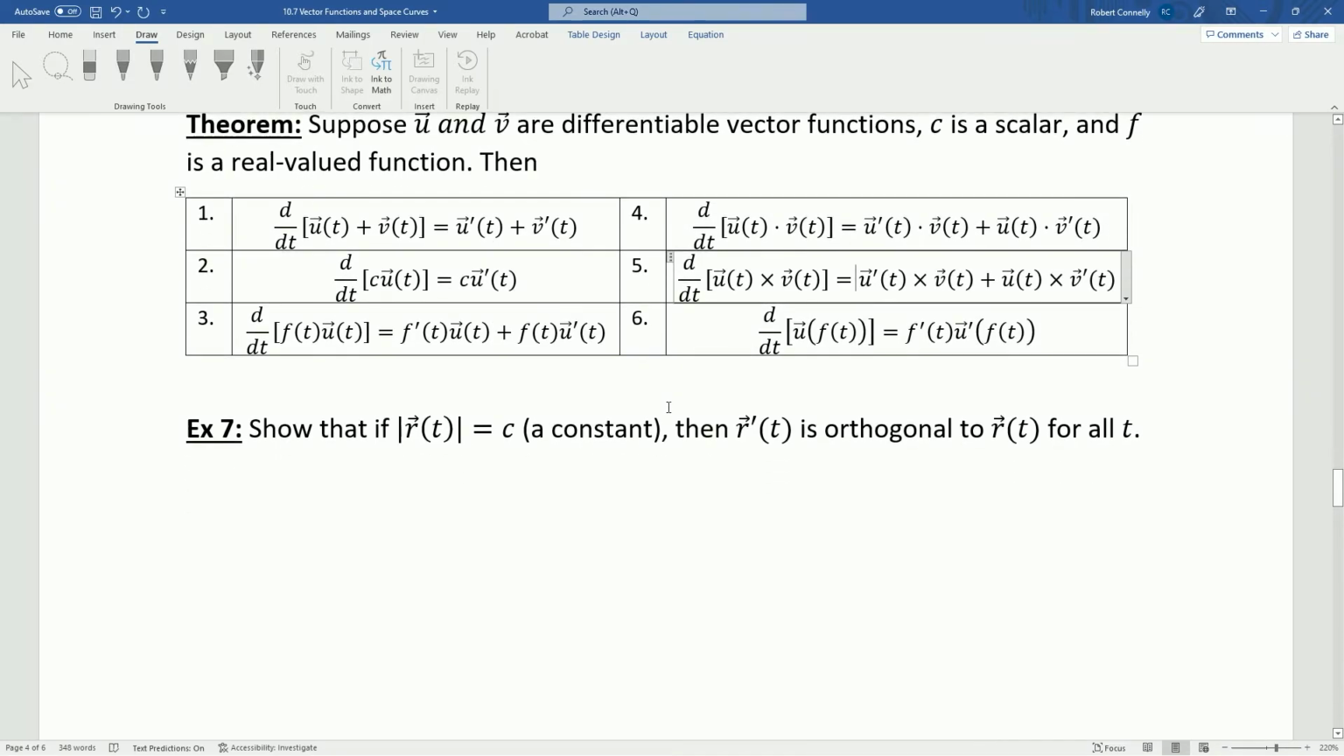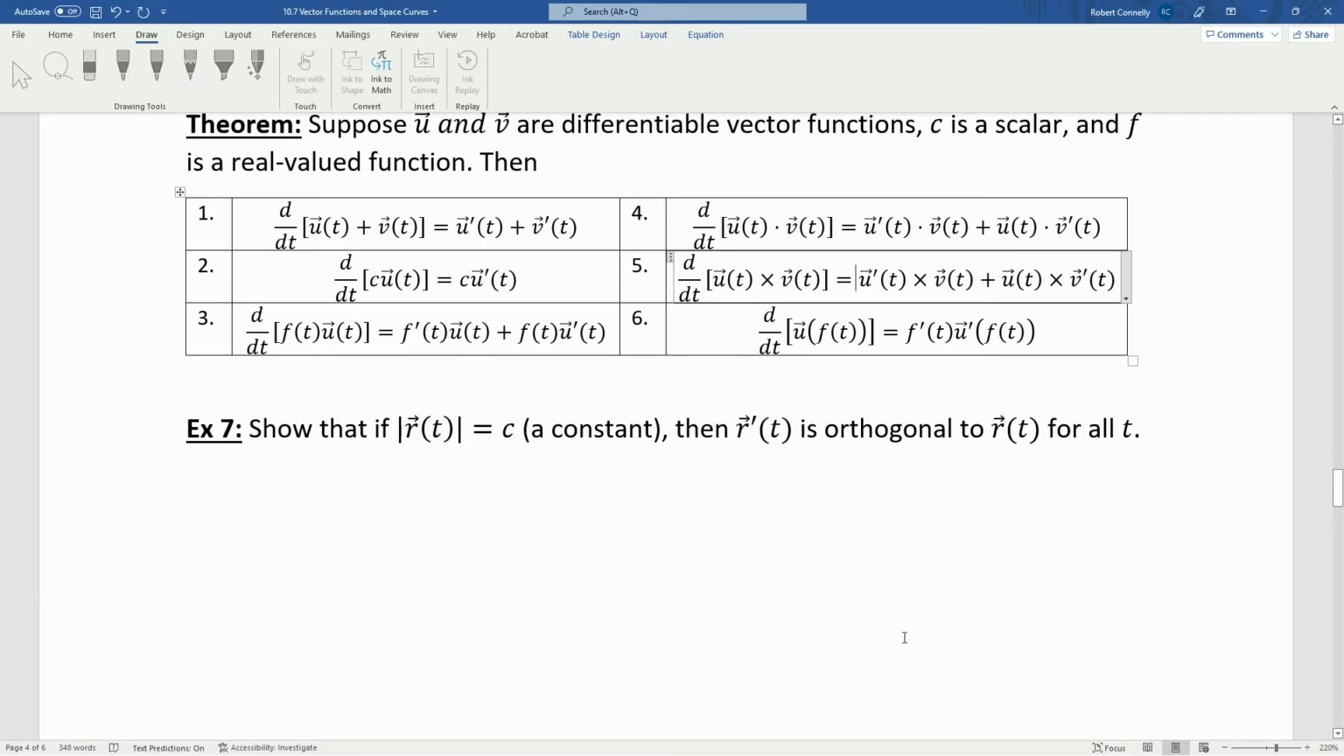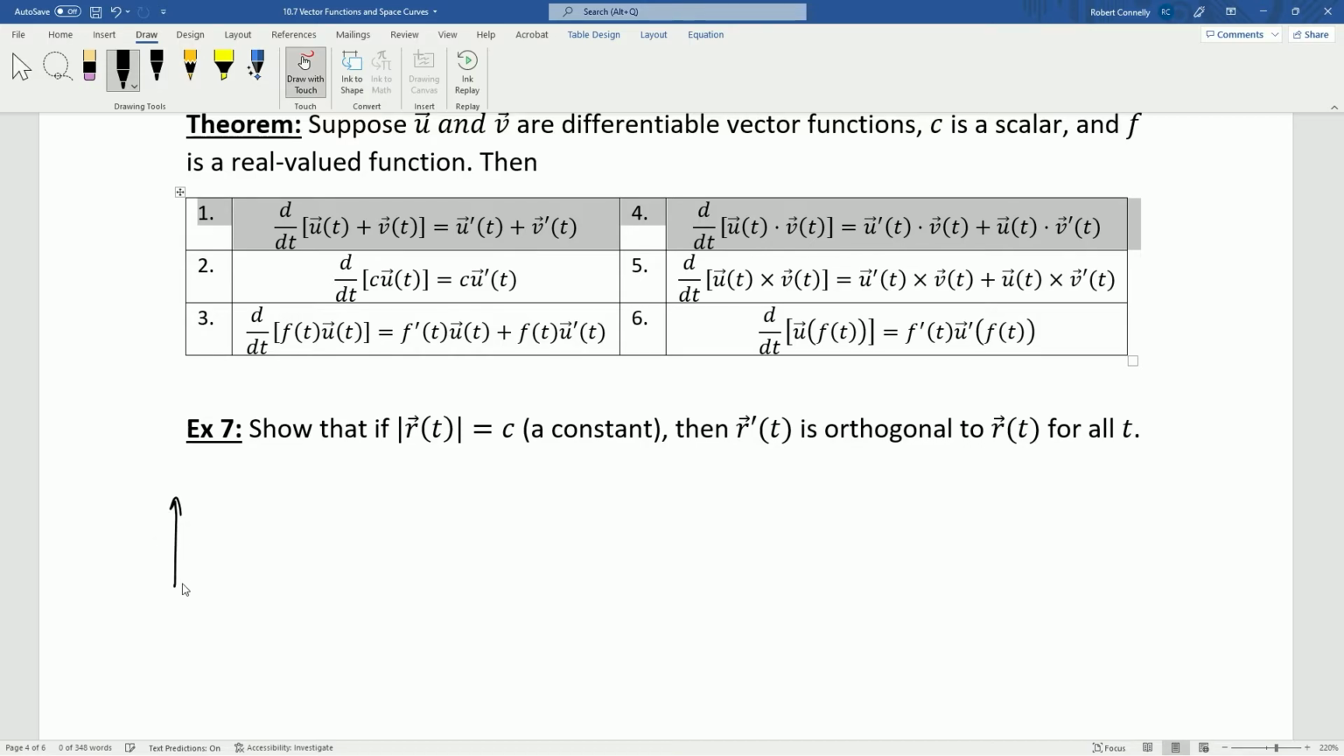Okay, now let's see if we can apply some of these facts to show an interesting fact here. If the magnitude of a vector r of t is always a constant value c, then r prime of t is orthogonal to r of t for all t. This might seem kind of strange to imagine, but actually there's a really simple example of something that satisfies this. So let's just draw a little picture here. What's the simplest example of something that satisfies this property? Well, that's going to be the sphere.